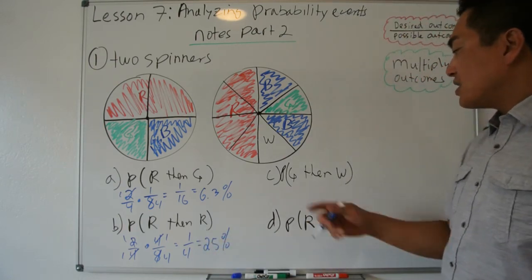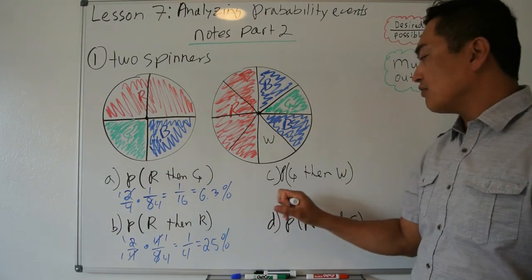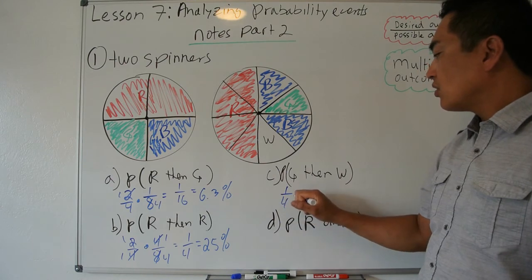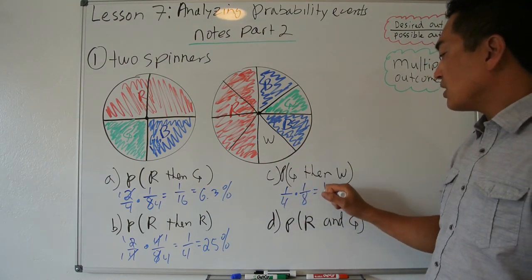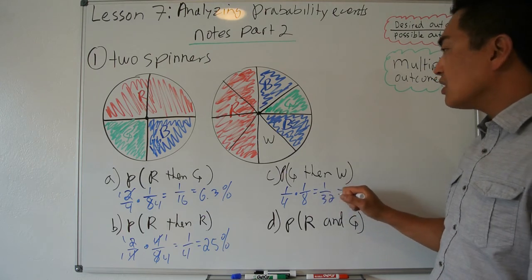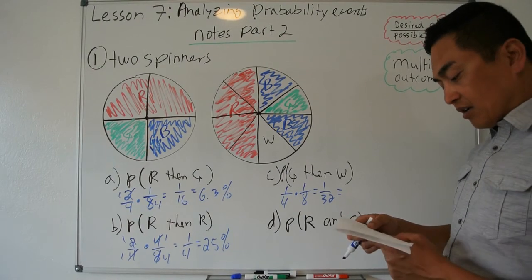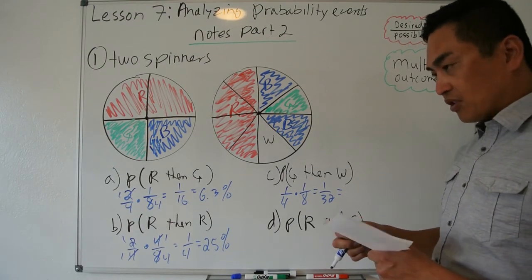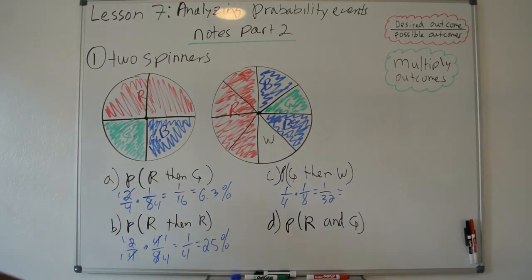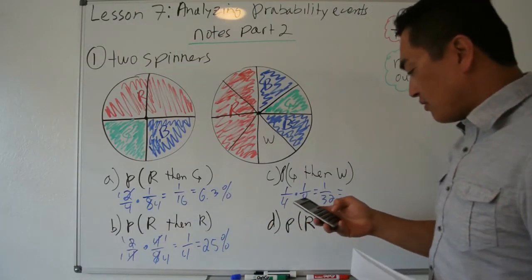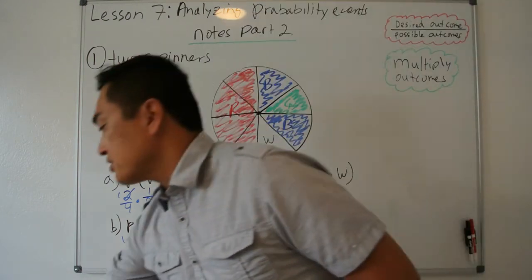Alright, C, green, then white. So that gives you 1 out of 4 times 1 out of 8. Gives me 1 out of 32. Not a very good chance of winning, of getting green and white. And that gives me 1 over 32. And I did not get the percent for that one, so I'm going to go ahead and grab my calculator. Sorry for that one. 1 divided by 32, that gives me 3.1%.